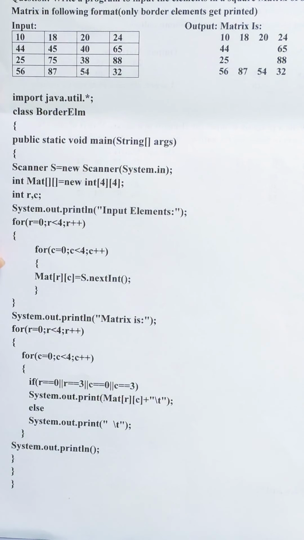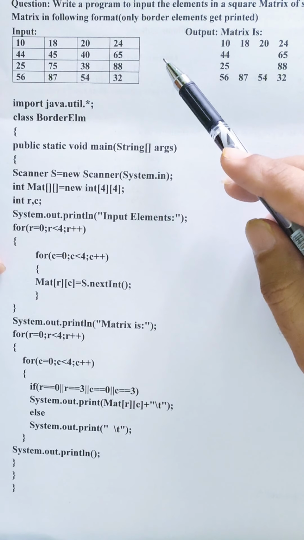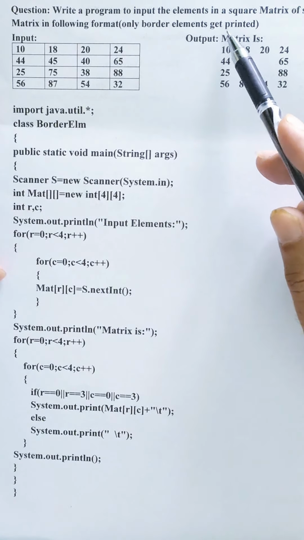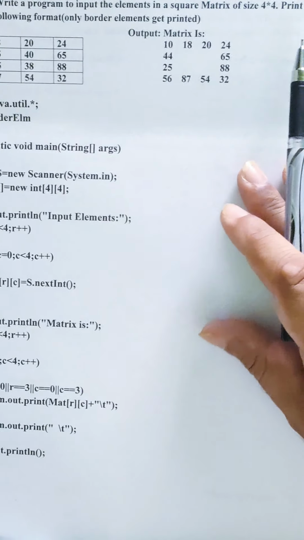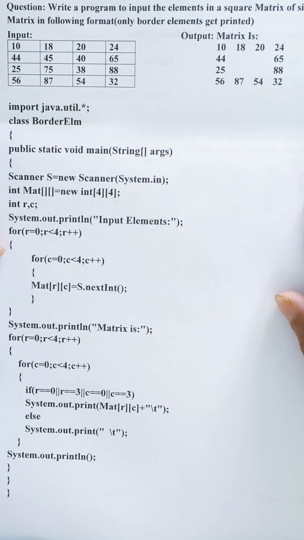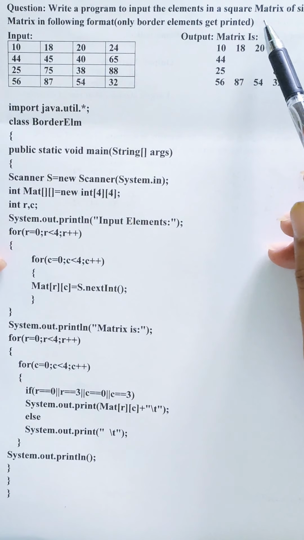So first, give a look to the program itself. See what is given. We have to write a program to input the elements in a square matrix of size 4 into 4, and print the matrix in the following format. Only border elements are printed.